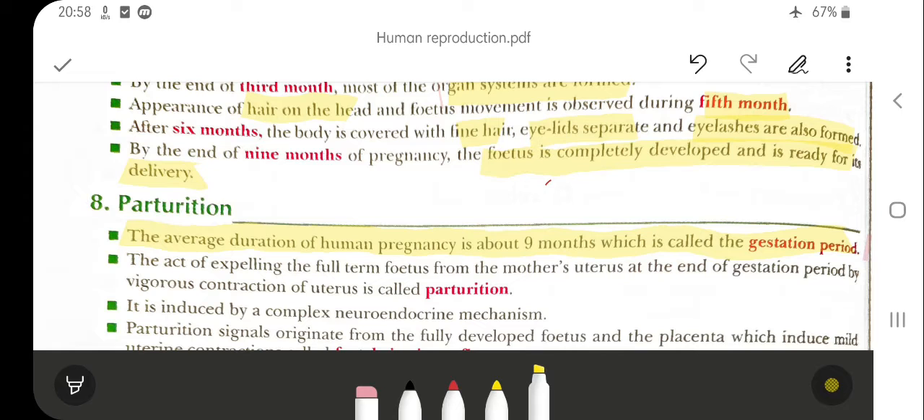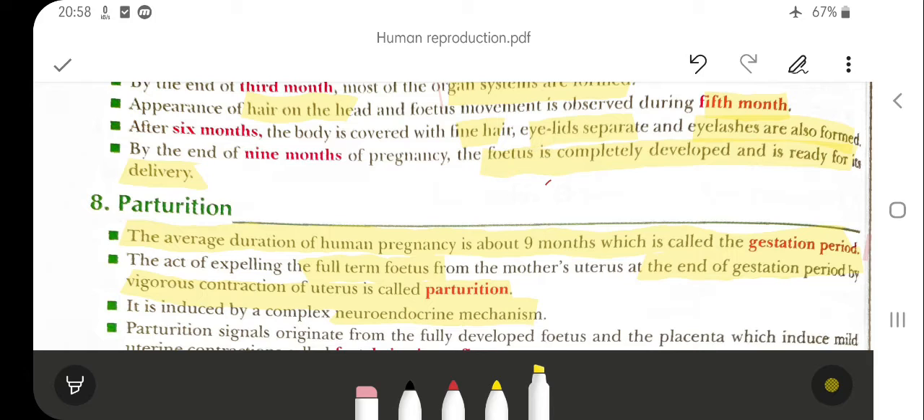The act of expelling the full-term fetus from the mother's uterus at the end of the gestation period with a vigorous contraction of the uterus is called parturition. The embryo develops in the uterus, and when the uterine muscle, the myometrium, which is the middle layer of the uterus, undergoes smooth contraction, and with the vigorous contraction of the uterine muscle there will be the delivery of the child. But it is not a simple process, it is a complex neuroendocrine mechanism.